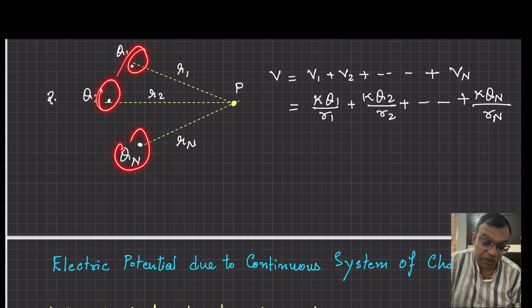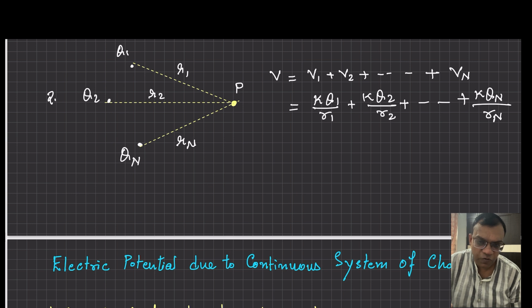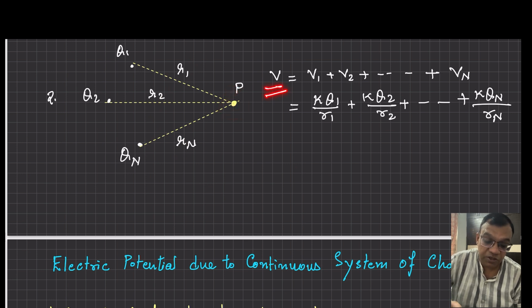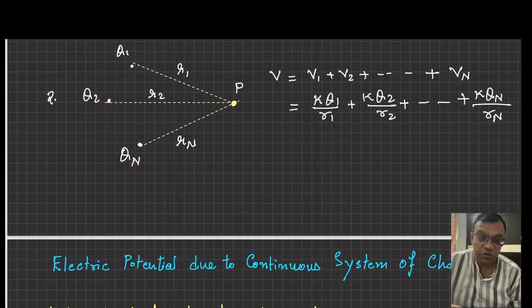We are having some charges, say Q1, Q2, Q3, Q4, Qn, and they are at distances R1, R2, R3, Rn from this point P. Then the total potential at this point P will be given by the sum of the individual potentials, the sum of the potential at point P due to the individual charges. So due to Q1, due to Q2, due to Q3 and so on.